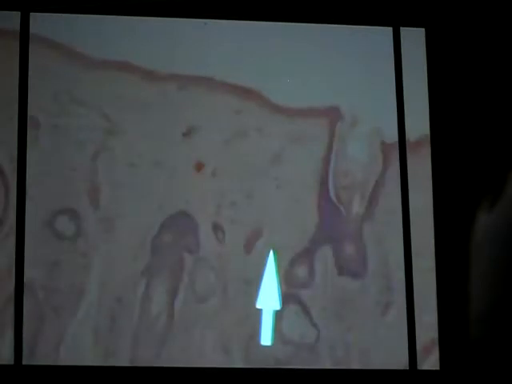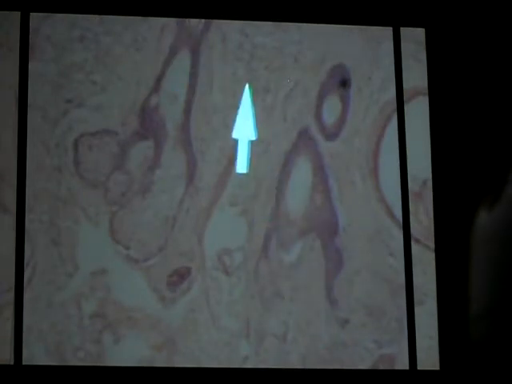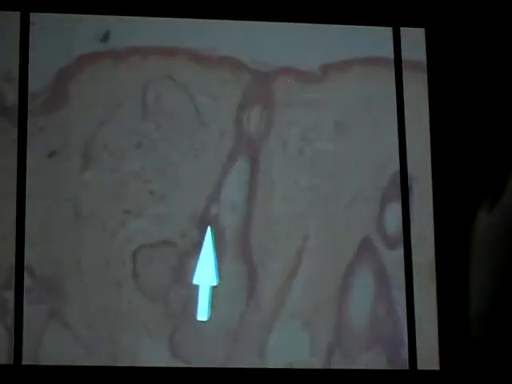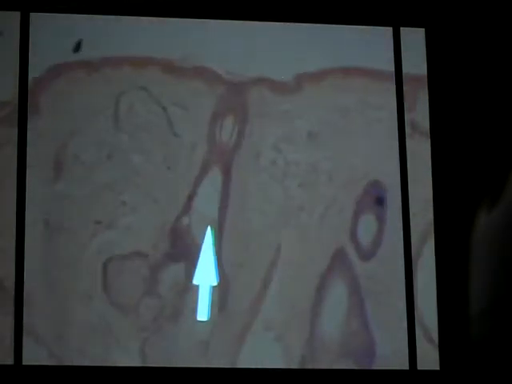Alright, so this is a slide of the scalp again where you're gonna have relatively thin skin, and we can see the hair follicles again. If we look alongside the hair follicles, you'll see these thin strands of muscle running along the sides of the follicles. I was trying to find one where you see it. Those are your erector pili muscle.